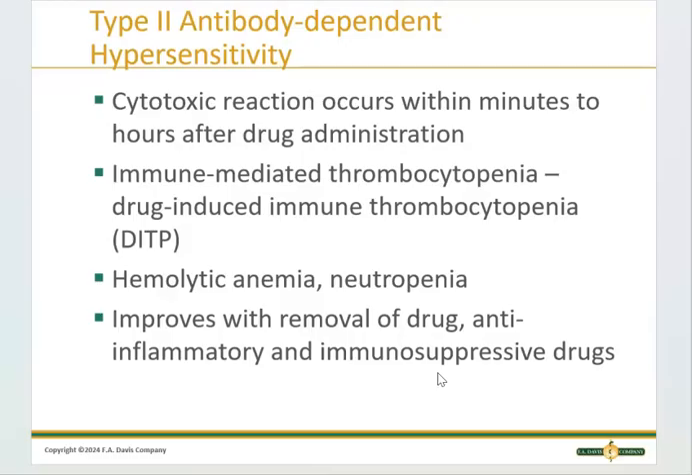Okay. Important to understand that it will typically improve with removal of the drug. You can have people with sudden drops in their platelet count or sudden drops in their neutrophils, agranulocytosis, and once you remove the drug, often it will get better, but sometimes you need anti-inflammatories, think steroids, or immunosuppressive drugs.